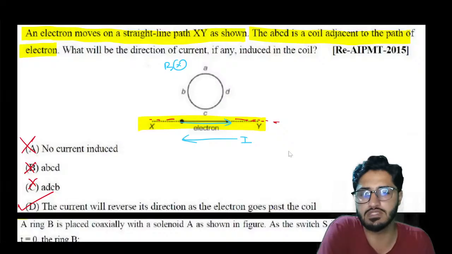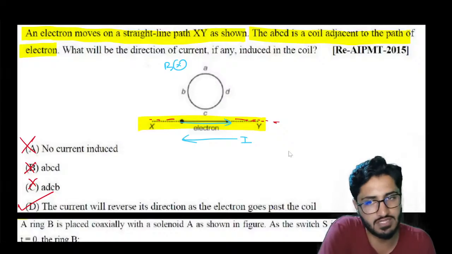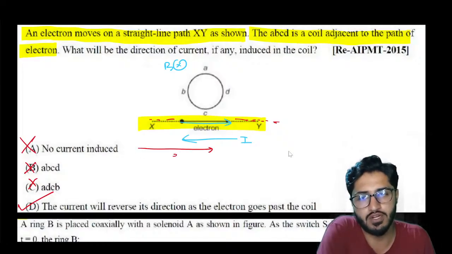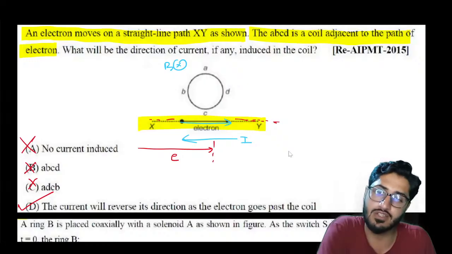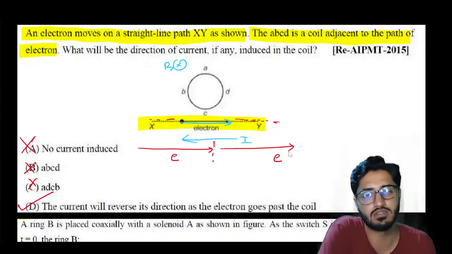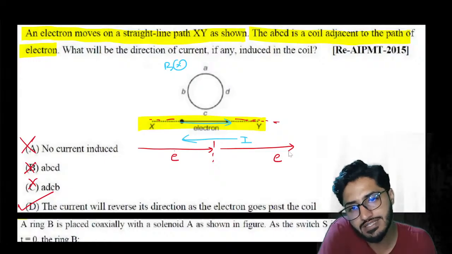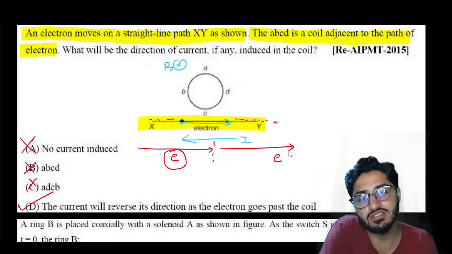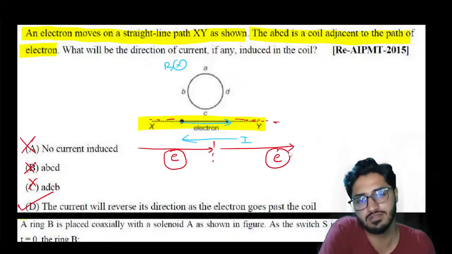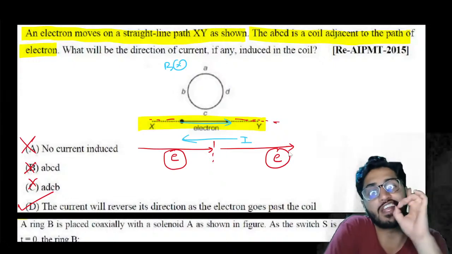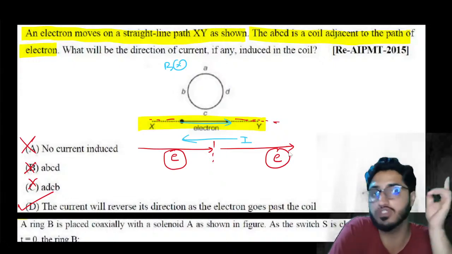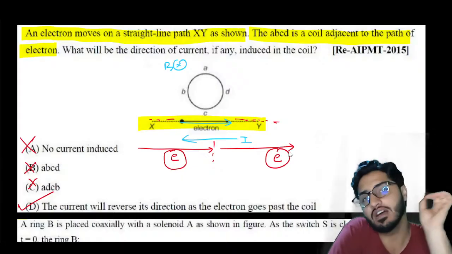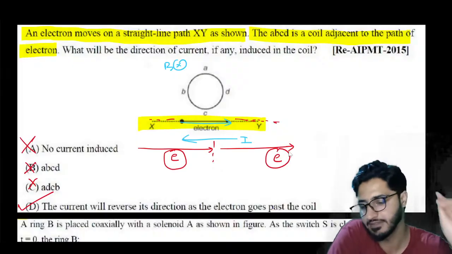The current will reverse its direction as the electron goes past the coil. Yes. Look, if the electron is going up to this particular point, it will behave differently. When it is just crossing the coil, it will behave differently. Why? Look here. If the electron is approaching, current increases. If electron is leaving, current decreases. So the magnetic field associated with the current should also fluctuate. That means induced current will be there and direction will change after crossing it. So answer number D.